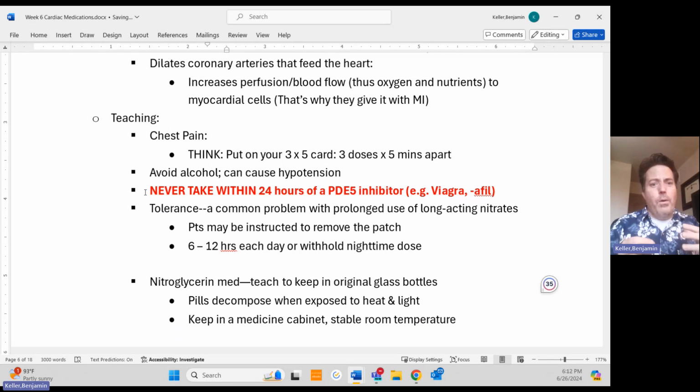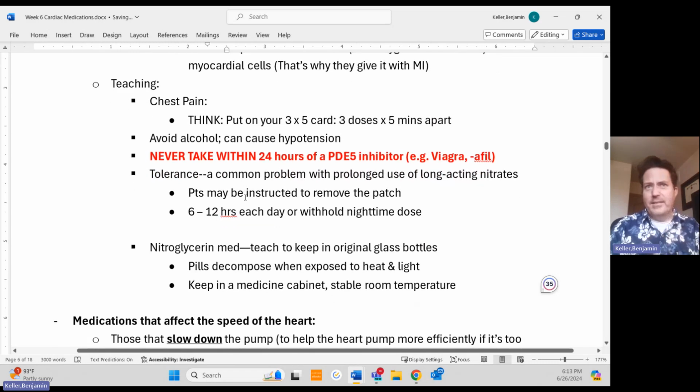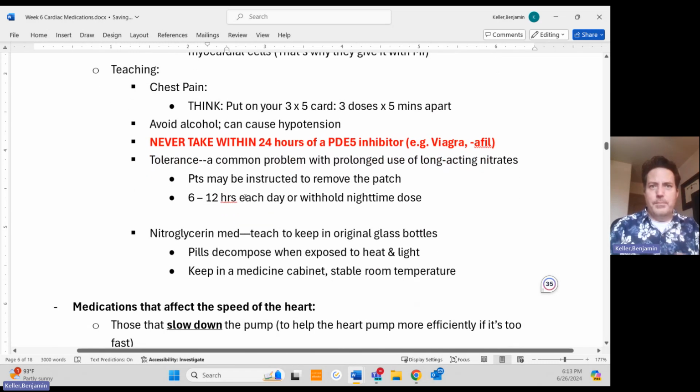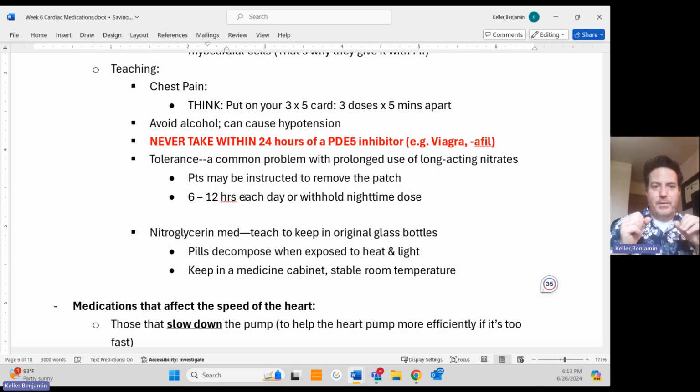So Viagra, or sildenafil, or tadalafil, which is Cialis. Cialis is actually longer acting, and so you want to be 24 hours free of Cialis before you give a nitrate. So you want to ask about that. Always ask. Just don't assume that people aren't taking that. The reason why is you'll cause really bad hypotension. They both cause hypotension, and if you take a nitrate with a PDE5 inhibitor, you just opened up everything and there is no more blood pressure. So that's a bad thing.